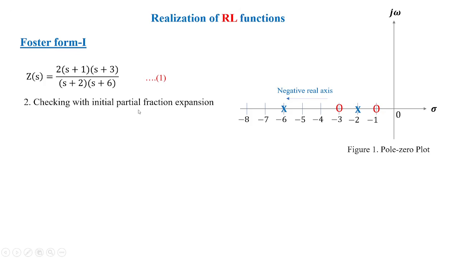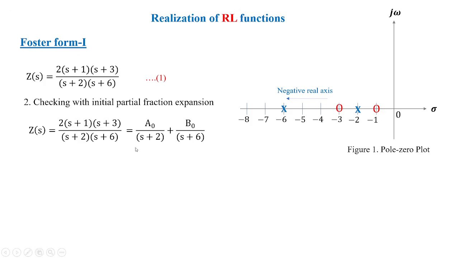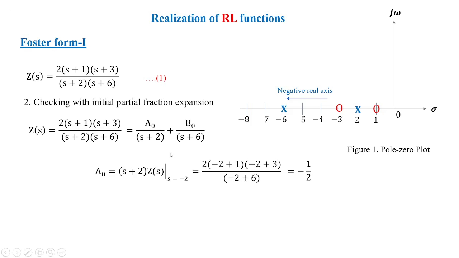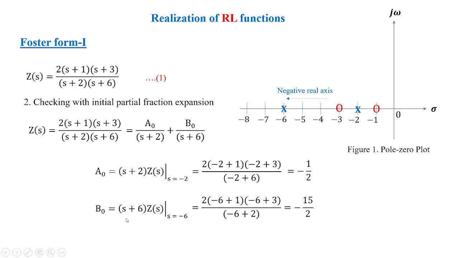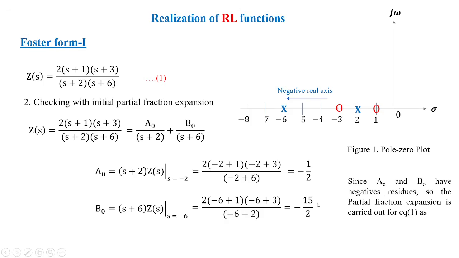Applying the initial partial fractions, we can get Z of s in terms of a naught and b naught. If we obtain the value of a naught by partial fraction as -1/2 and b naught as -15/2, the residues are in negative sign. So when the residues are in negative sign, we have to take the partial fraction expansion of equation 1 modified as Z of s by s. So this is the approach of Foster Form 1 under RL realization.